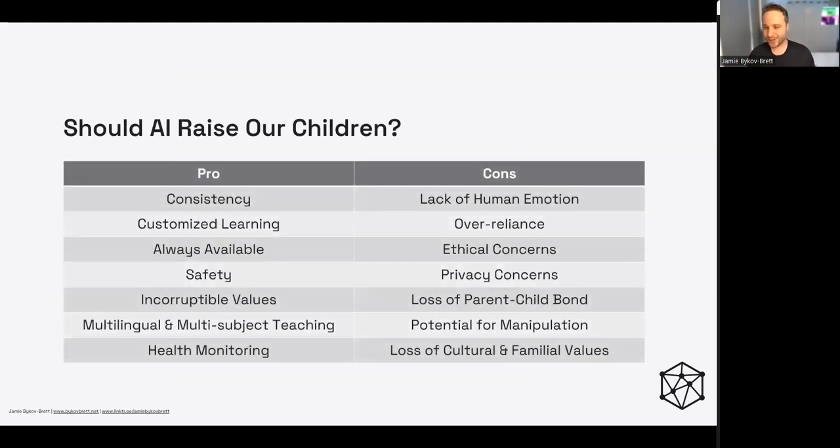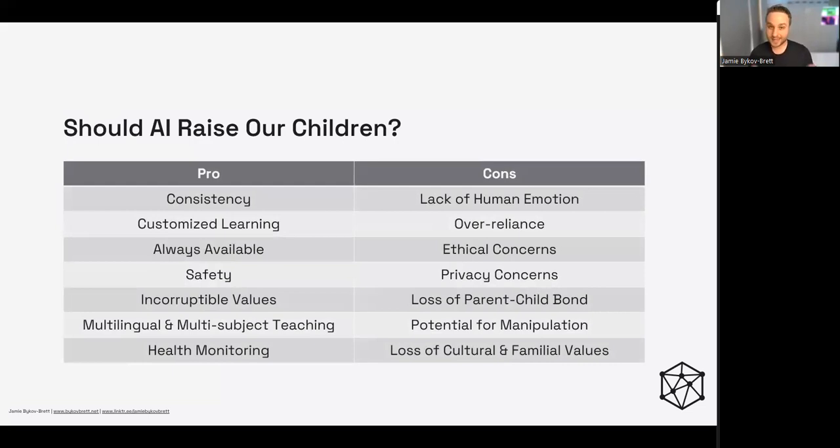And it was quite interesting to be able to walk through and think about what's there. So we could see on the pros, things like consistency, making sure that there's routine, predictability, being available 24/7, being able to reduce risks of child abuse or neglect, being able to broaden horizons by having experts in multiple subjects and languages, and being able to monitor continuous health with prompt action.